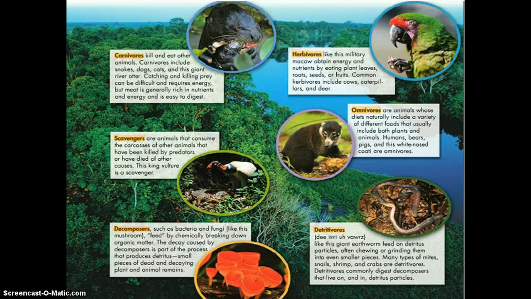You may see mushrooms growing on logs in the forest. They're chemically breaking down the wood from the fallen tree. Fungus that grows on old food in your fridge is breaking down that old food. This broken down organic material that makes up soil is called detritus. Animals that eat this detritus are called detritivores. Earthworms, shrimps, and snails are examples of detritivores.